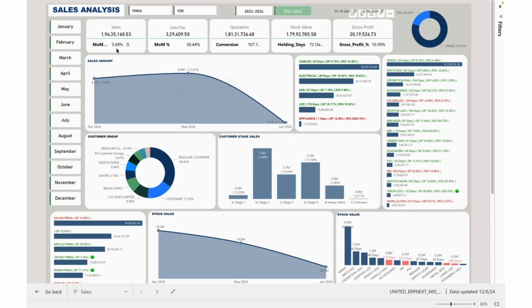the total sales of this company and month-on-month changes, how much it is increasing or decreasing. Sales per day, whether it is increasing or decreasing. Total quotation and conversion ratio, total stock value, what is the overall holding period of this stock value, and gross profit and the gross profit percentage are also given. In this case, as total sales, we have given the total monthly sales.